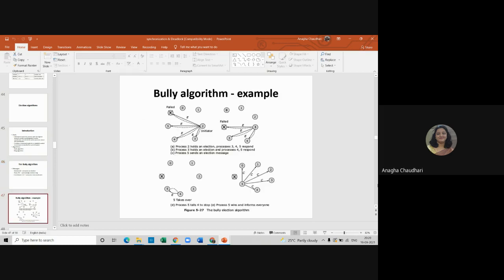Fine. So now in the Bully algorithm, just check the four diagrams. Actually, this particular example will not consist of only four. A few algorithms have been assumed into these four, right? So don't get confused. You can just read the statements given here.